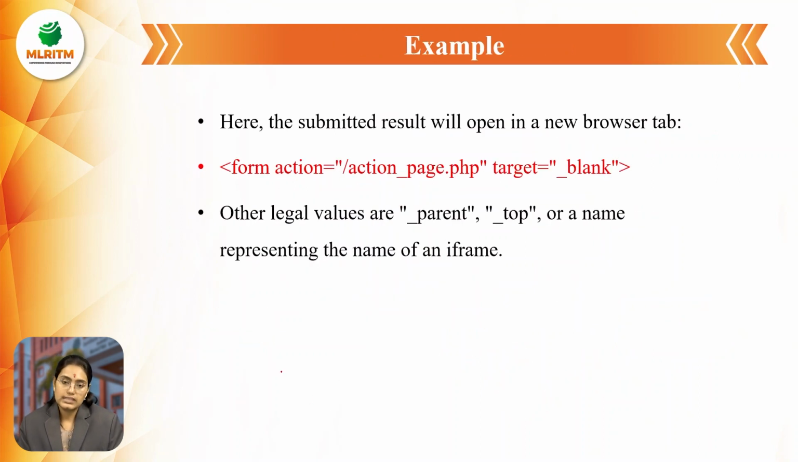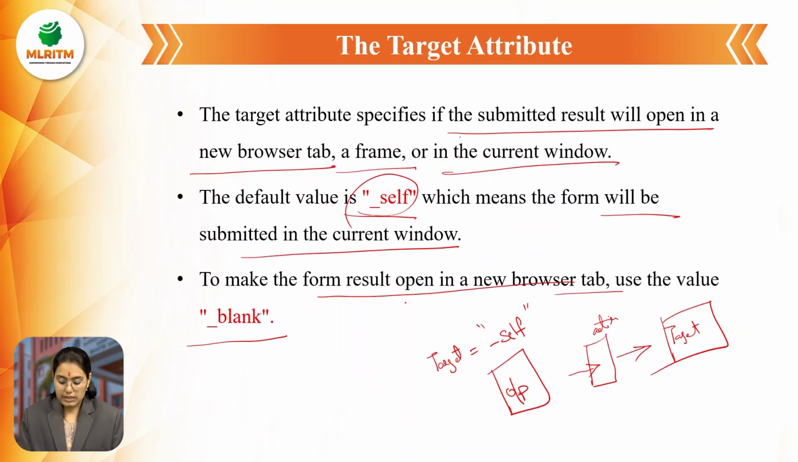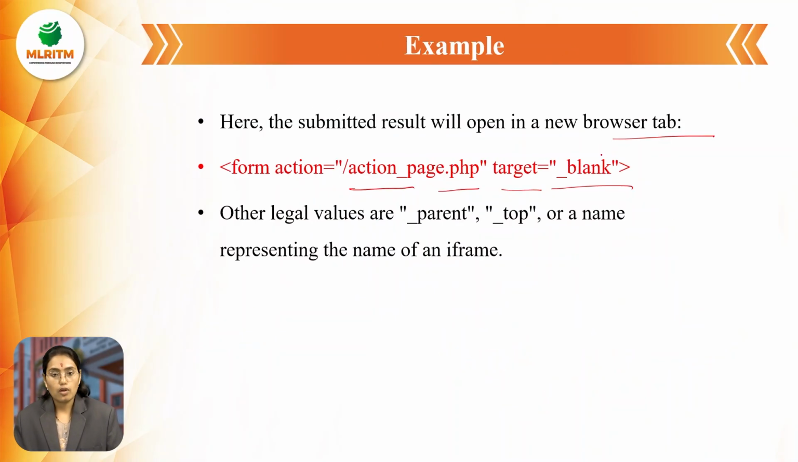Now let's see an example. Here the submitted result will open in a new browser tab, because the form action equals action_page.php and target is _blank. As mentioned on the previous slide, _blank is used to make the form result open in a new tab. Other legal values are _parent, _top, and a name representing the name of an iframe.